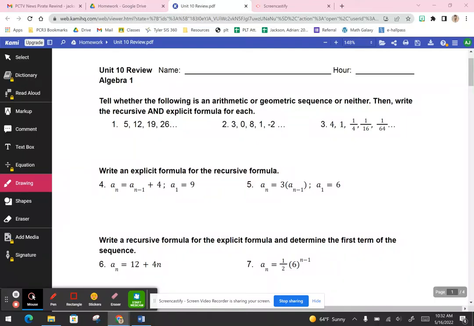Okay, so today I'm going to go through a little bit of the Unit 10 review, hopefully answer some of your questions. So the first thing that you need to keep in mind is the difference between arithmetic and geometric sequences. Remember, arithmetic is when you are adding or subtracting. Geometric is specifically multiplying, but sometimes it looks like dividing. But remember, that's actually multiplying by a fraction. So this one, it's multiplying, and it might look like dividing, but it's actually multiplying by a fraction.